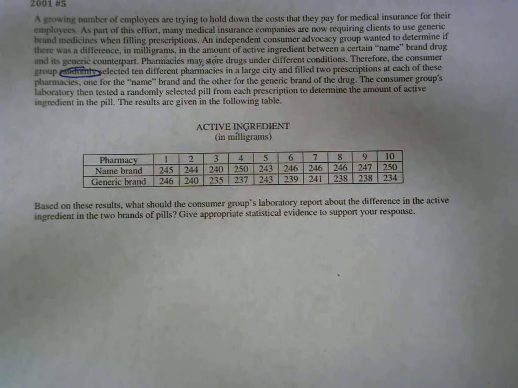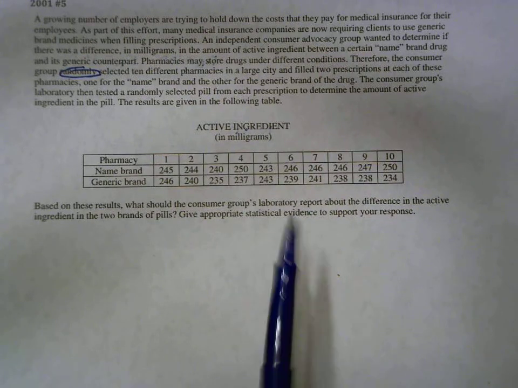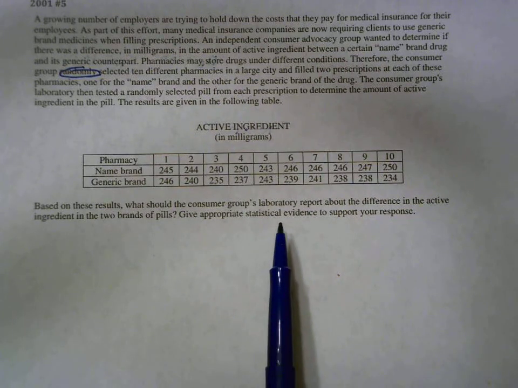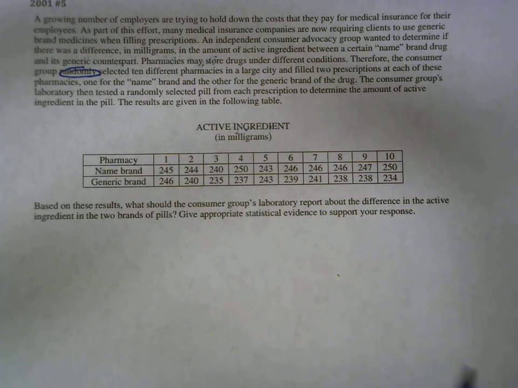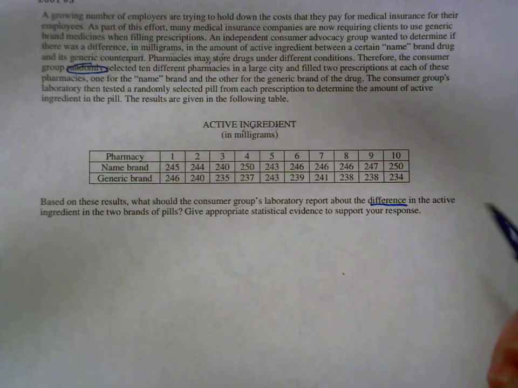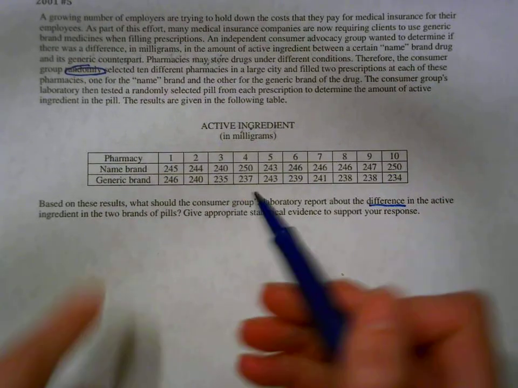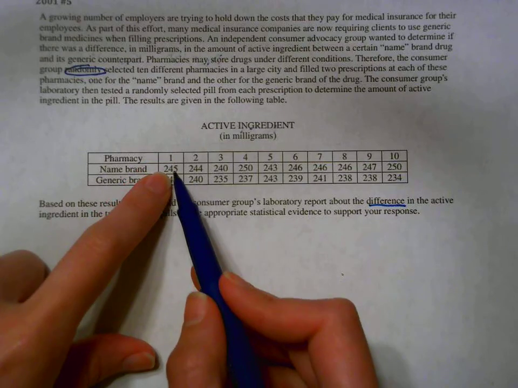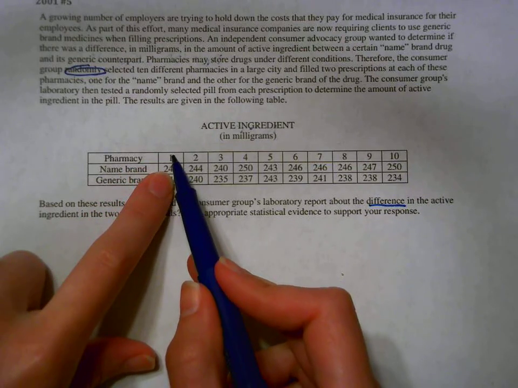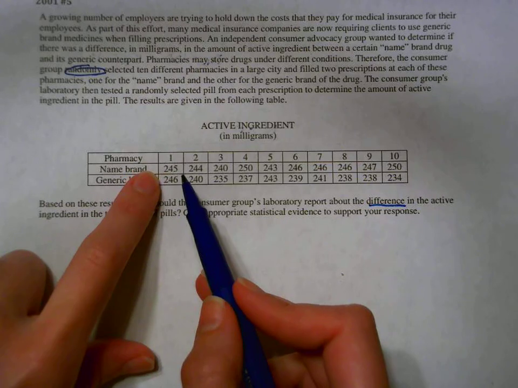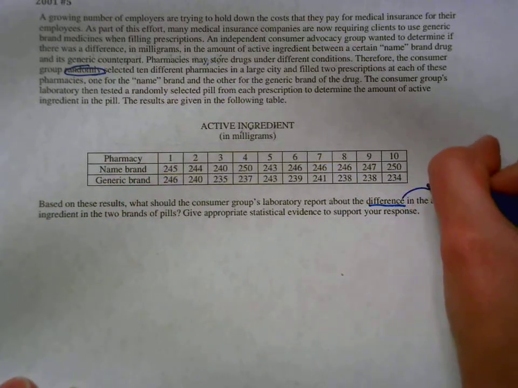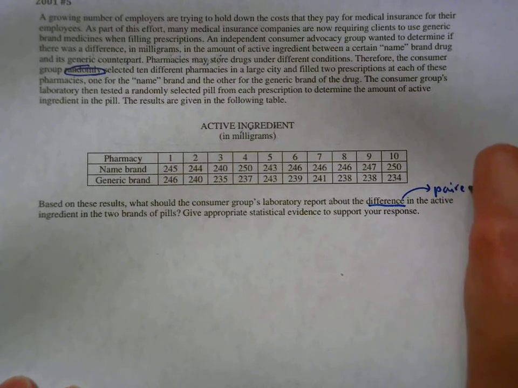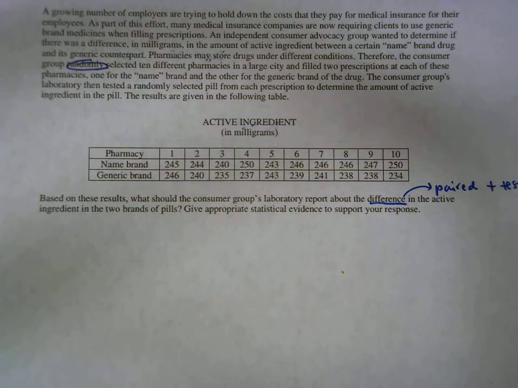Give appropriate statistical evidence. Anytime it says give appropriate statistical evidence, they want you to do a significance test. And what are we comparing is we're comparing the difference. So this is one where it's like matched pairs, right? And the name and generic are paired by the pharmacy they came from. So this is not a 2 samples t-test. This is actually going to be a paired t-test.